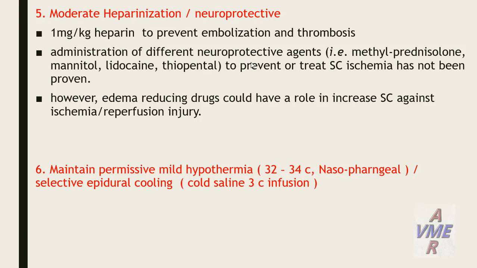Number 6, maintain permissive mild hypothermia, 32 to 35 degrees nasopharyngeal, and selective epidural cooling with cold saline at 3 degrees infusion. These are the 6 steps to decrease risk of spinal cord ischemia: maintain permissive mild hypothermia and selective epidural cooling.